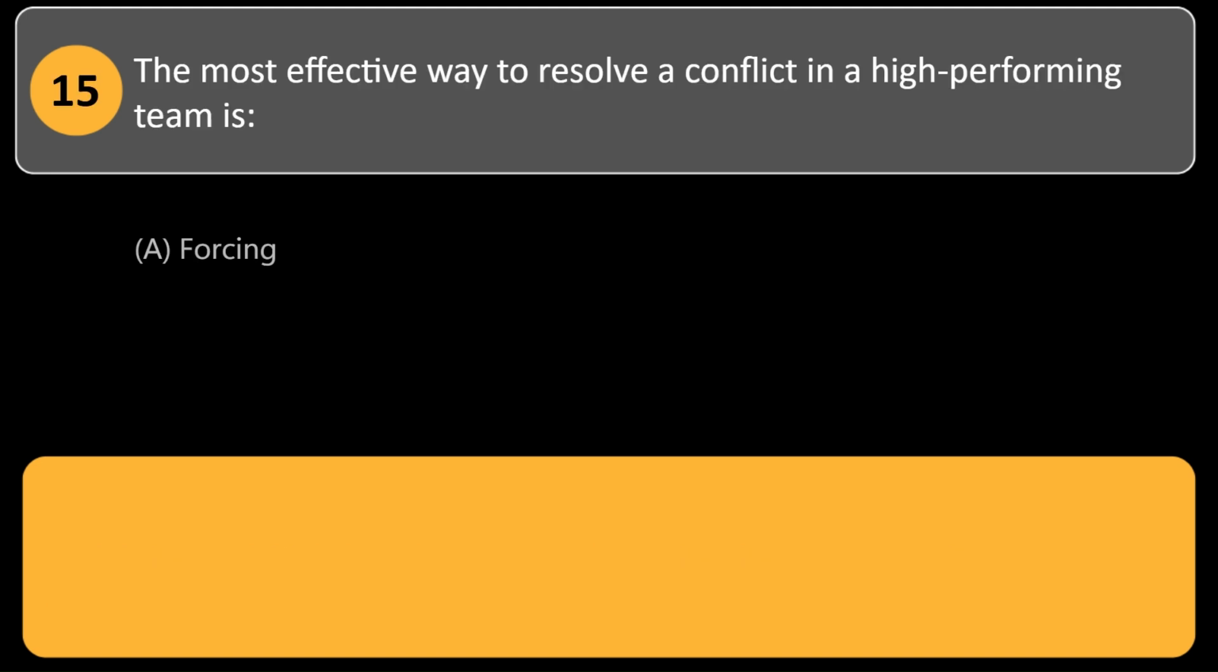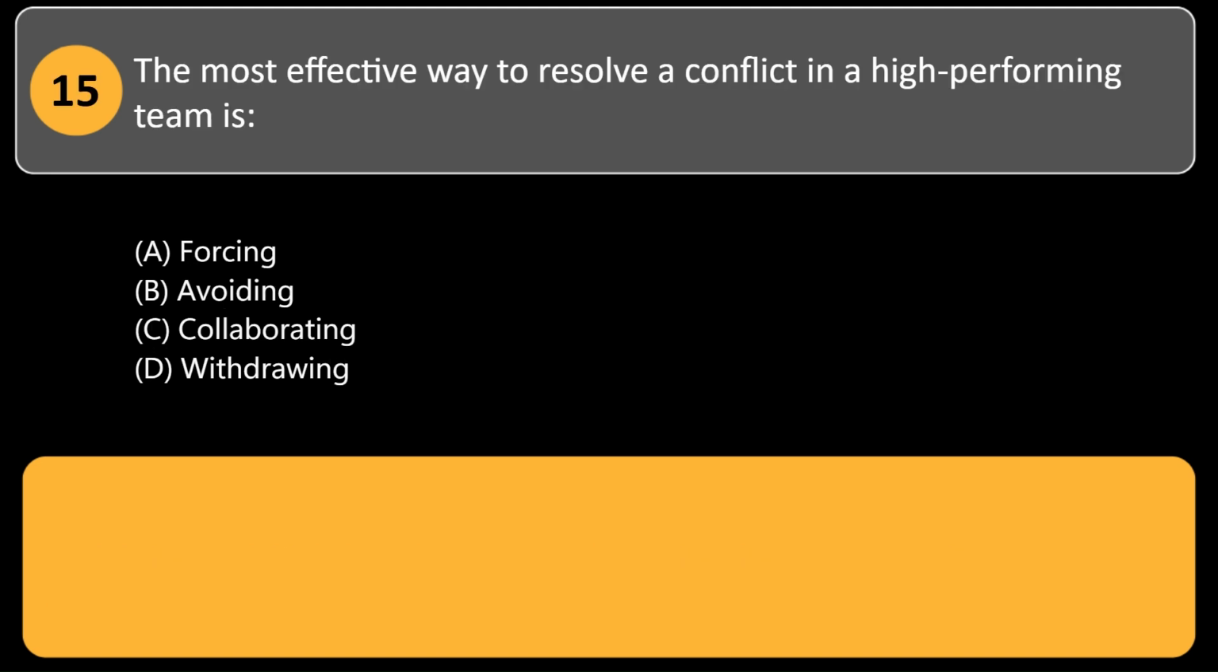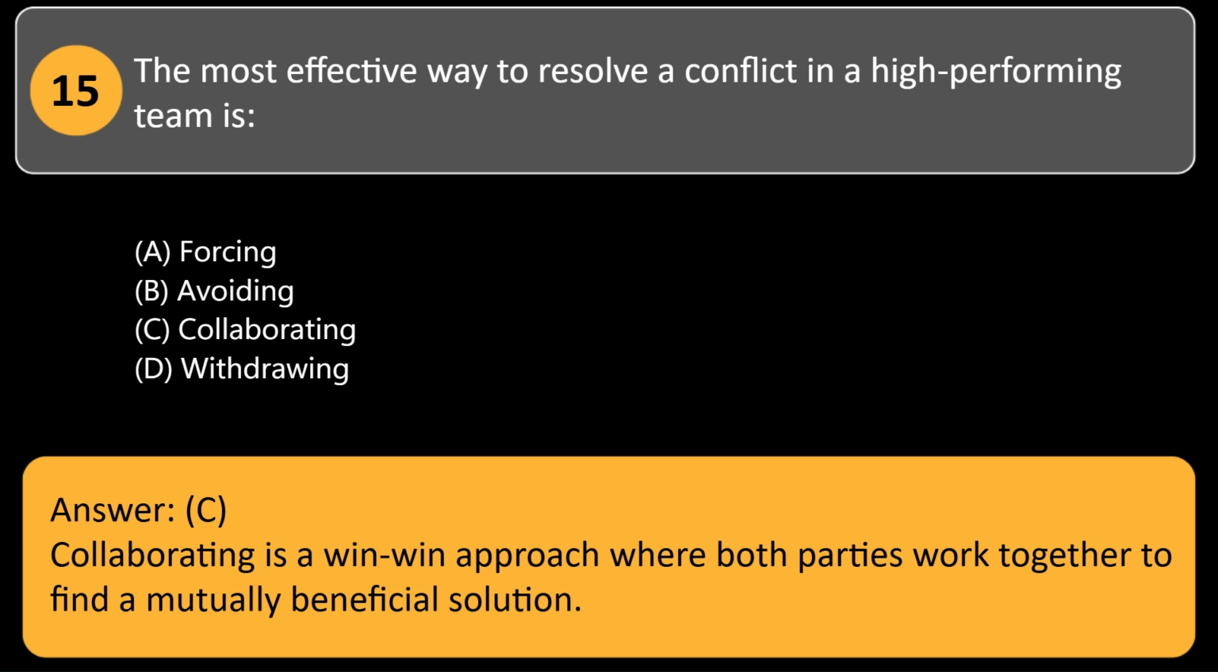The most effective way to resolve a conflict in a high-performing team is A. Forcing. B. Avoiding. C. Collaborating. D. Withdrawing. Answer, C. Collaborating is a win-win approach where both parties work together to find a mutually beneficial solution.